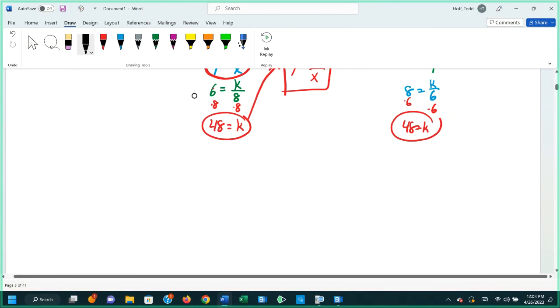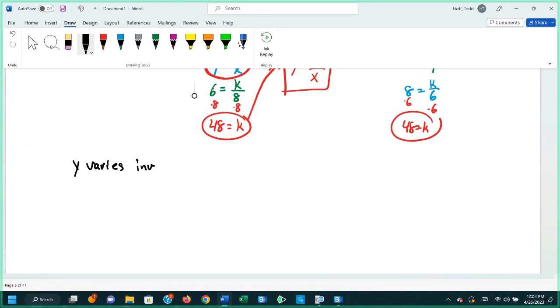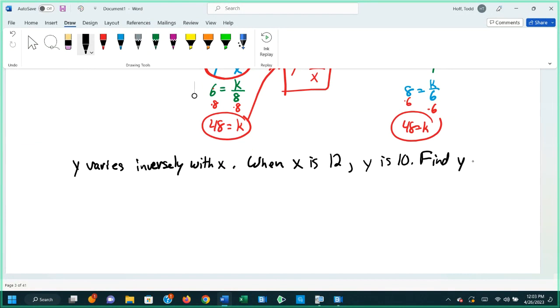We might look at y varies inversely with x, and being told that when x is 12, y is 10. Find y when x is 15. So again, we start off with that relationship. Y varies inversely with x. That's just telling us y equals a constant divided by x.